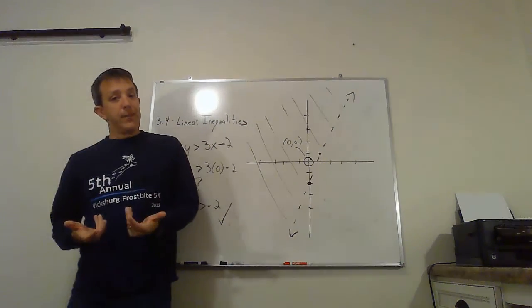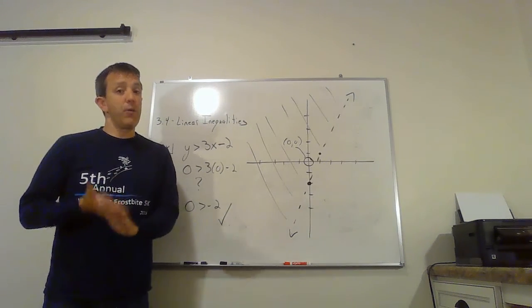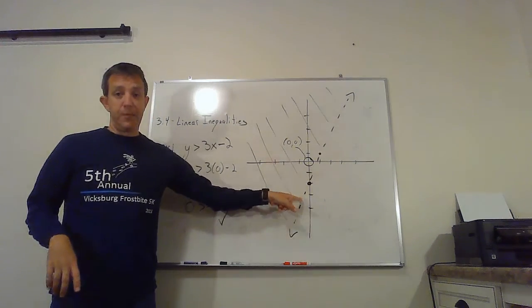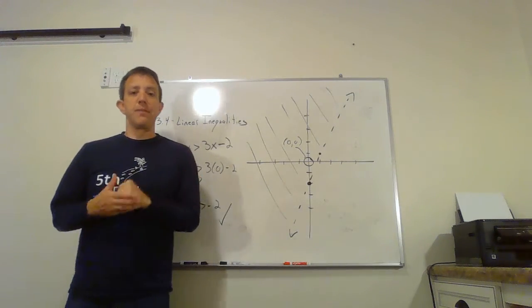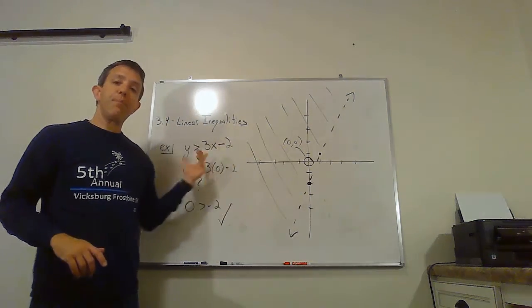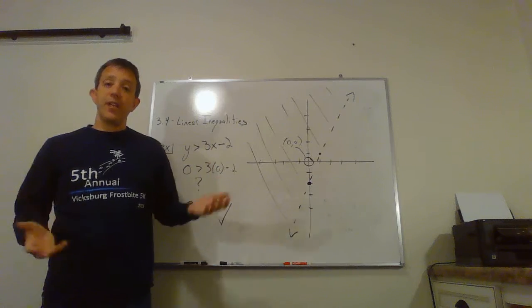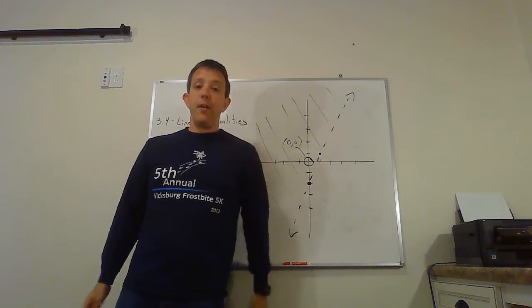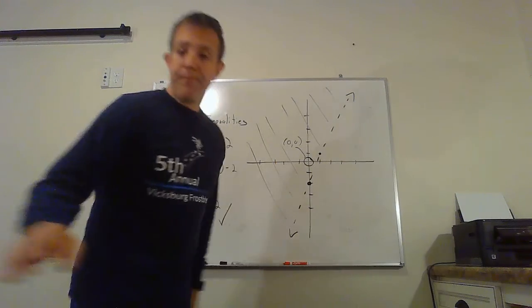So if you can graph the lines, the only things you really need to keep track of is it a solid or a dotted line? Be really careful with that. That's so easy to make a mistake on. And then just pick a point. And when you pick it, plug it in. If it works, shade that side. If it doesn't, then we will shade this side, the other side. All right, let's look at another example.